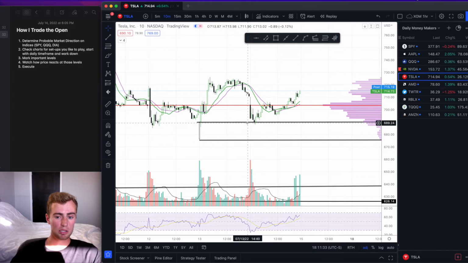So if we would have lost that, I would have started to get worried, right? But we held it, and we actually had a nice push from it, from 690 all the way up to 715. So a $25 move. That's a nice move on Tesla.